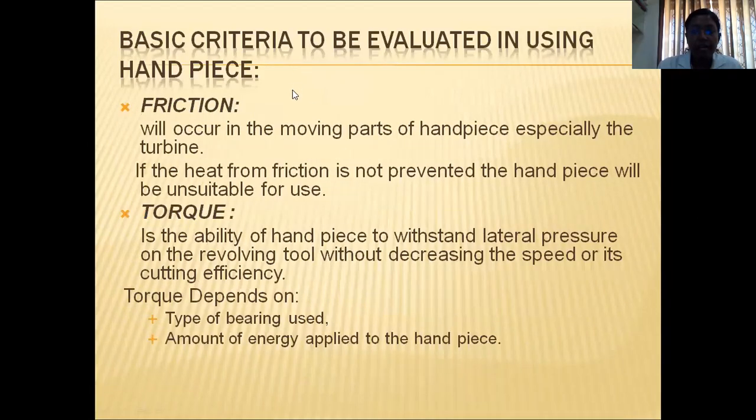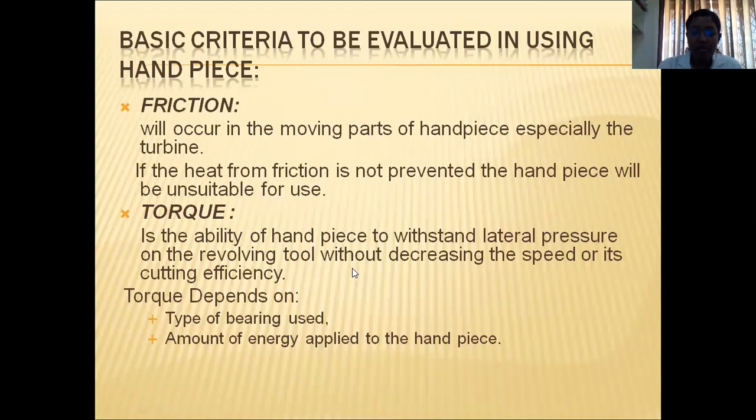Coming to the basic criteria to be evaluated in using a handpiece. First is friction. Any moving part of the handpiece is going to generate friction when it comes in contact with the tooth structure. Hence, the friction must be minimized so as to minimize the amount of heat produced as a result of friction. If the heat generated from friction is not prevented, the handpiece will become unsuitable for clinical use.